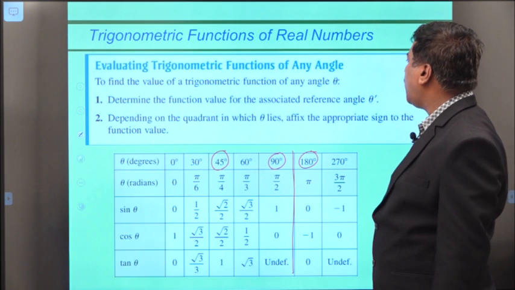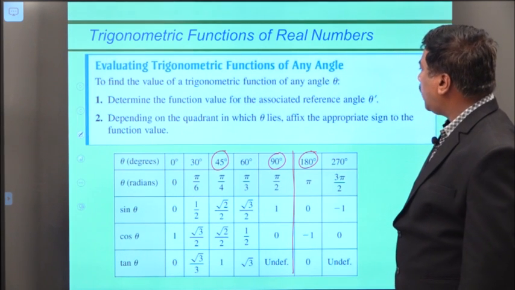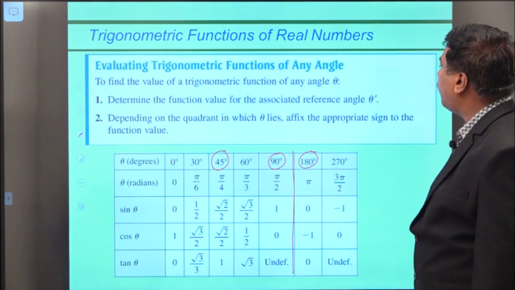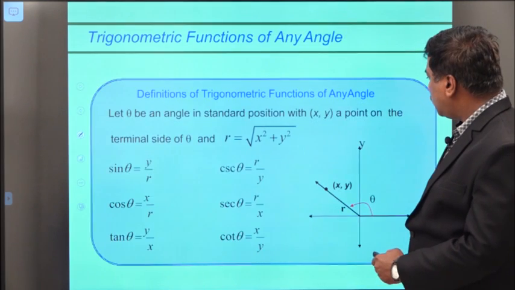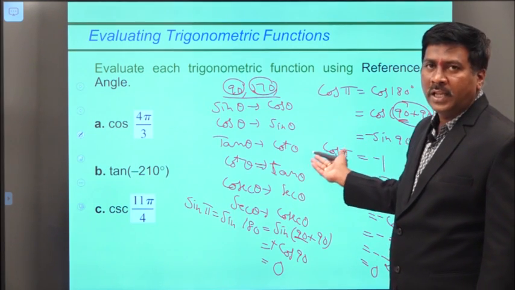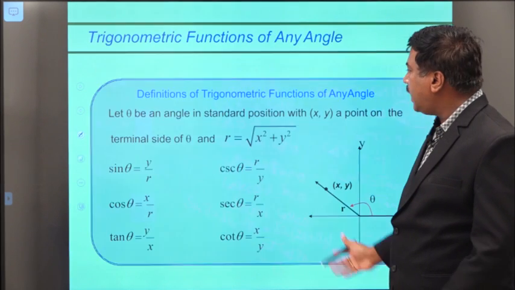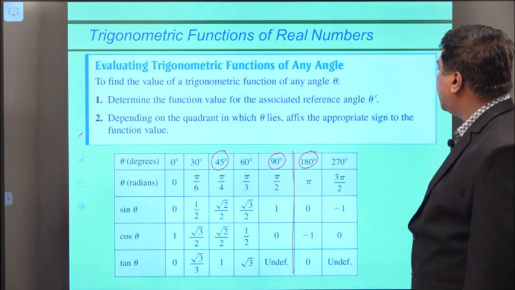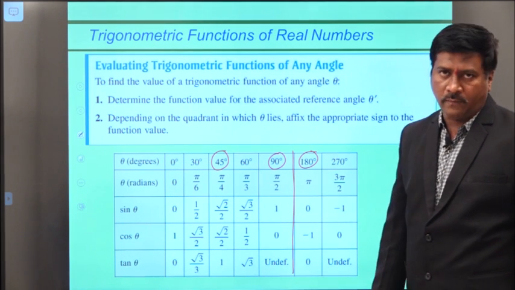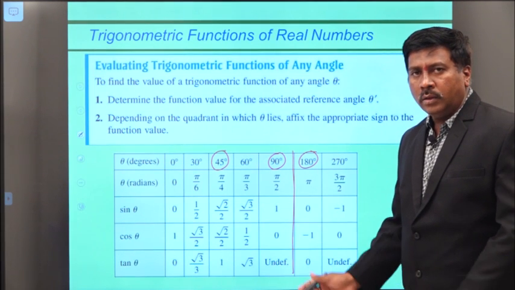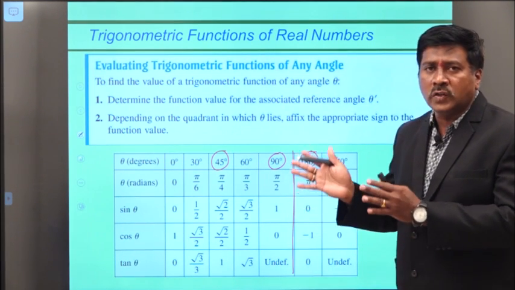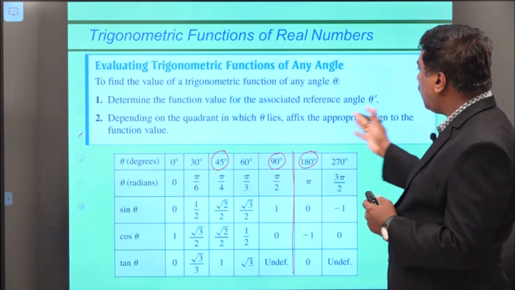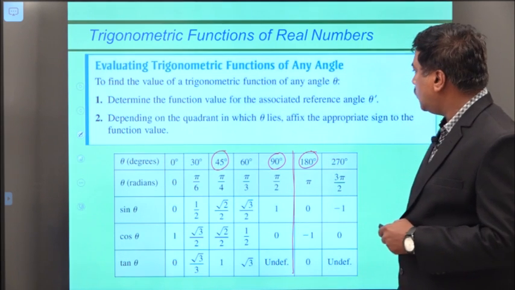Okay. Evaluate the trigonometric functions of any angle. To find the value of the trigonometric function of any angle theta, determine the function value for the associated reference angle. That is what you have to learn. So this is the theta, where it lies, and that means you have to find the reference angle. Depending upon the quadrant in which theta lies, affix the appropriate sign to the function value. Whatever trigonometric ratios appear in the quadrants of the coordinate plane, depending upon that, we have to find the sign of those trigonometric ratios.